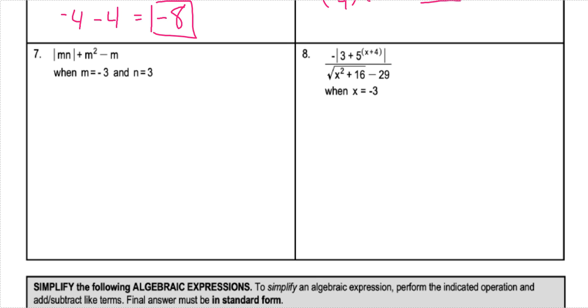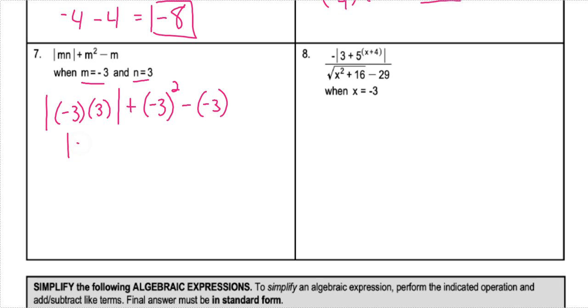Okay, number 7 here. So for number 7, we're substituting in -3 for m and 3 for n. So we have the absolute value of -3 times +3 plus -3 squared. Again, making sure I encase everything in parentheses so we don't lose anything. And then minus m.